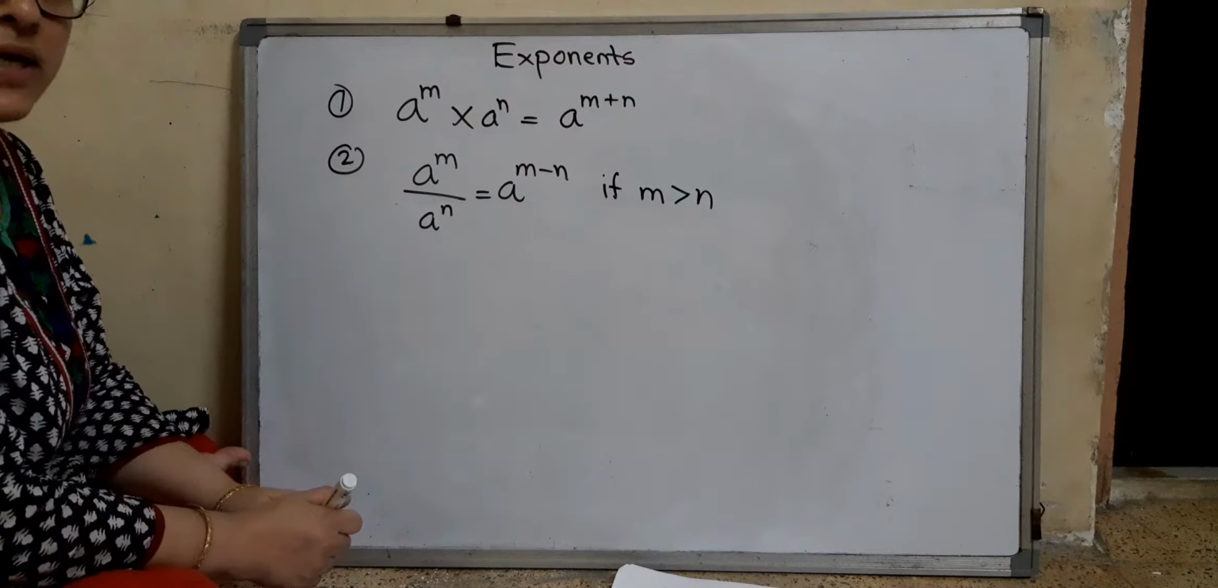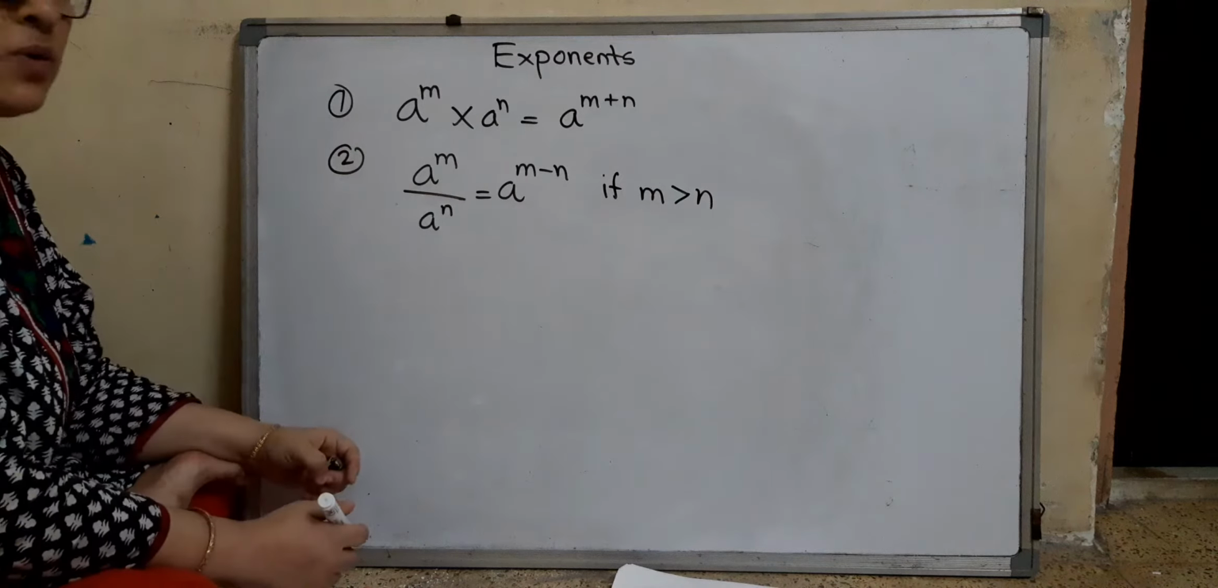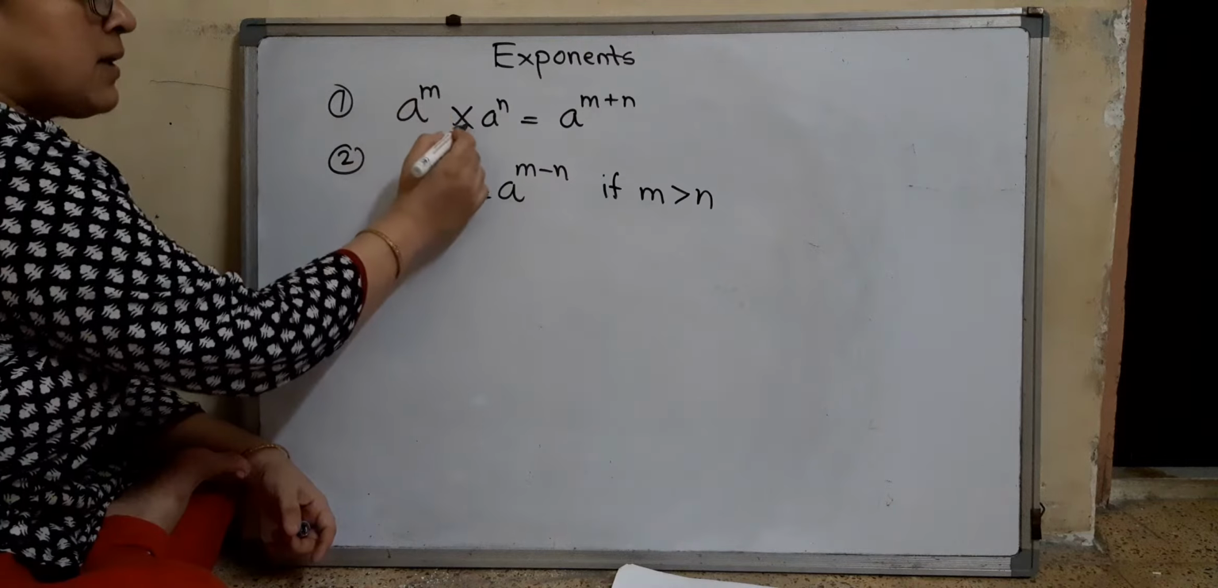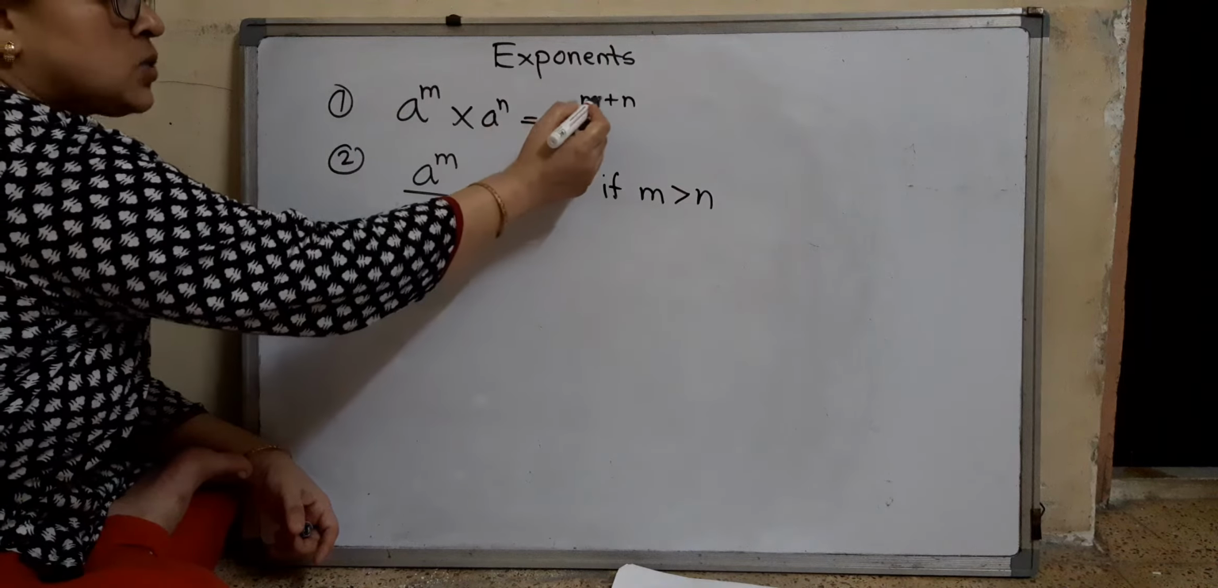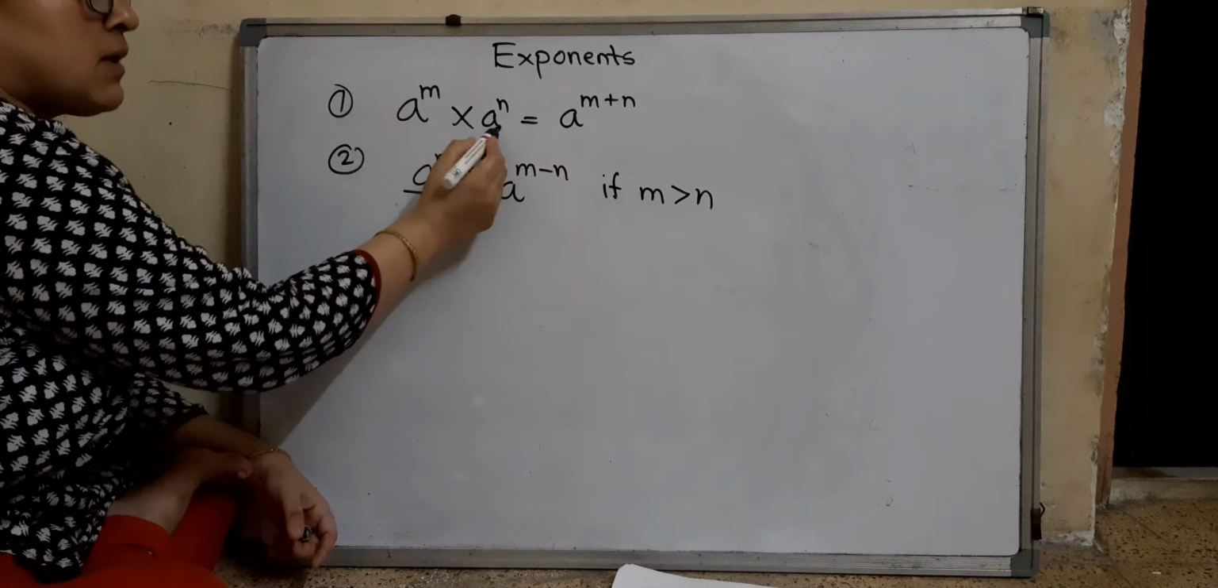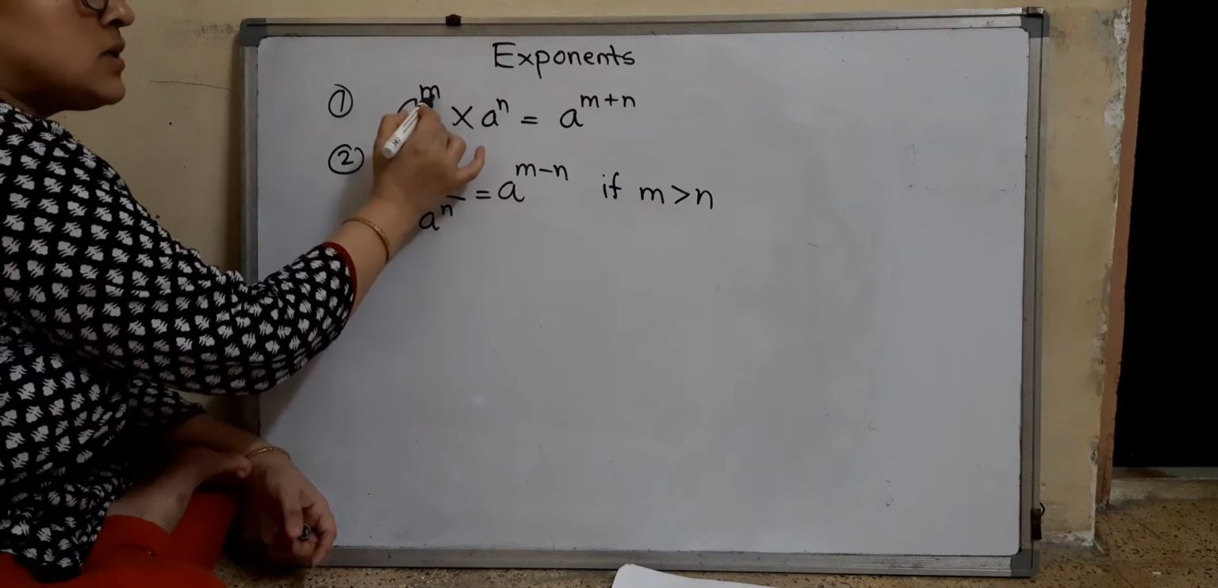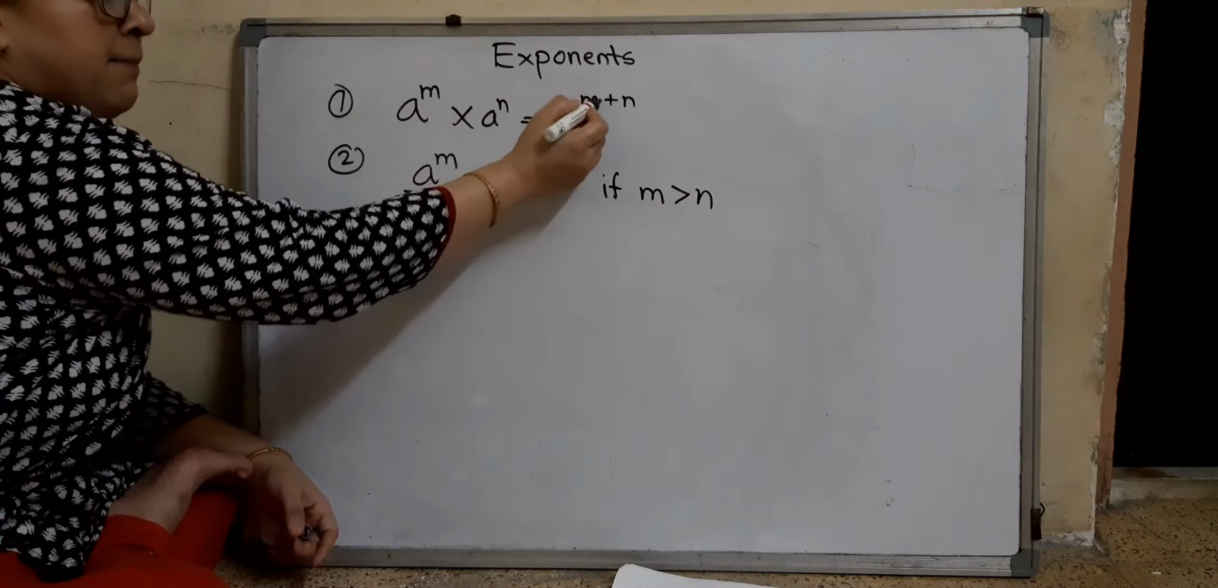Now before starting the exercise, we should know the rules of the exponents. First, a raised to m multiplied by a raised to n is equal to a raised to m plus n. Whenever there is a multiplication and the bases are equal, there is an addition of the powers, m plus n.